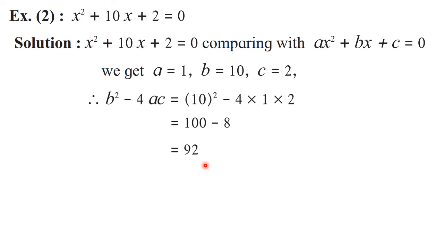In the previous case we got 144 which was perfect square. But now we got 92. This is not a perfect square. But still we have got positive number.